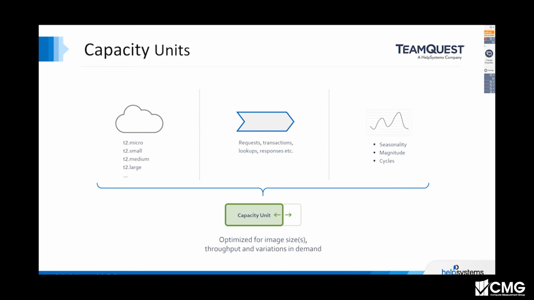You also need to look at the profile of your application. So what is the seasonality, the magnitude of that seasonality? What are the business cycles, etc. And then you also need to look at the type of workload that you're hosting. What is the type of workload that we're designing for? Based on that, you need to optimize the image size for your specific application, and that's the size of unit that you add to your environment when you need to grow and scale out. So that's the concept of a capacity unit.